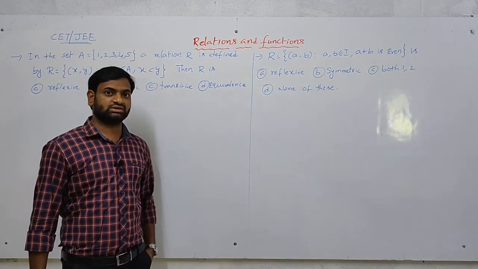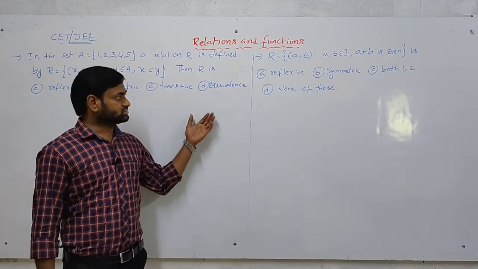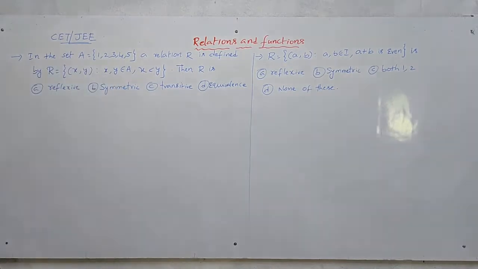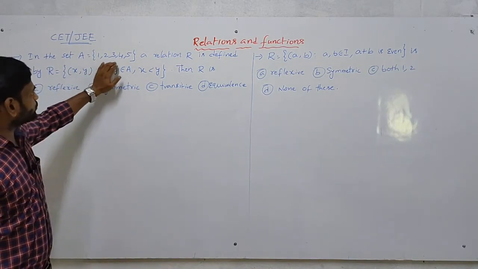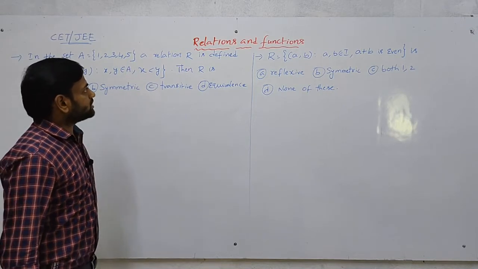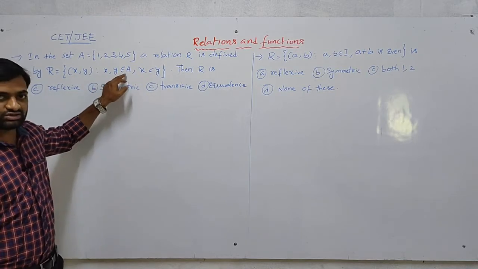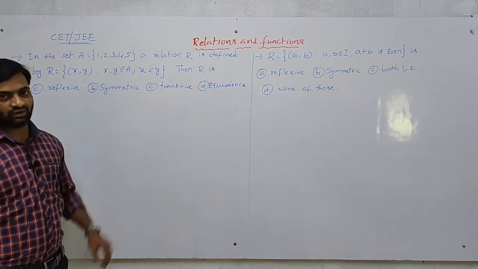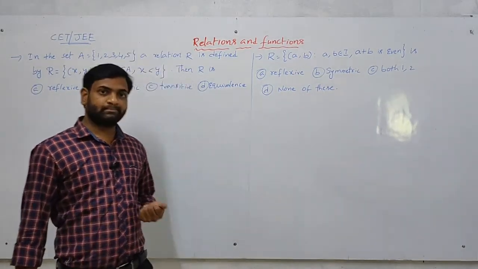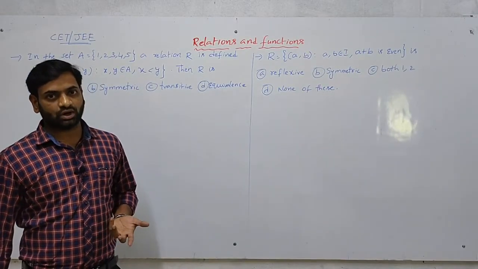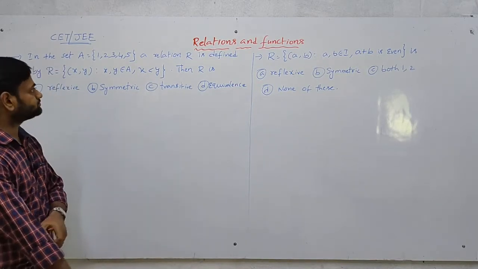In this chapter we are discussing mainly relations. Later I will discuss functions. Now see, the next problem is: in the set A = {1, 2, 3, 4, 5}, a relation R is defined as R = {(x, y) : x, y belongs to A, x < y}. Now we have to check whether this relation is reflexive, symmetric and transitive, or an equivalence relation, with four options here.